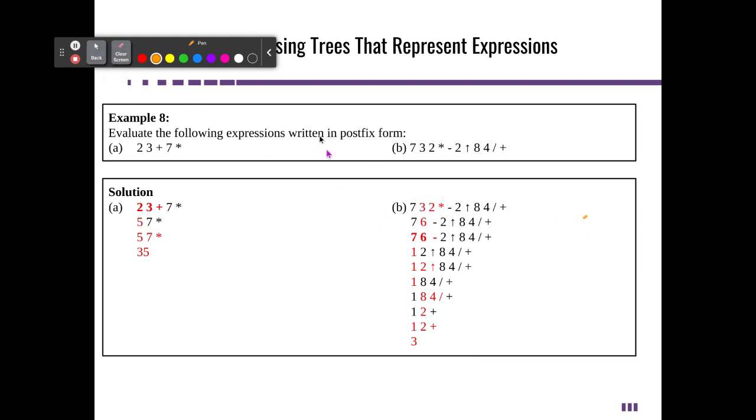All right, that finishes up for us for tree traversals. Let me know if you have any questions.